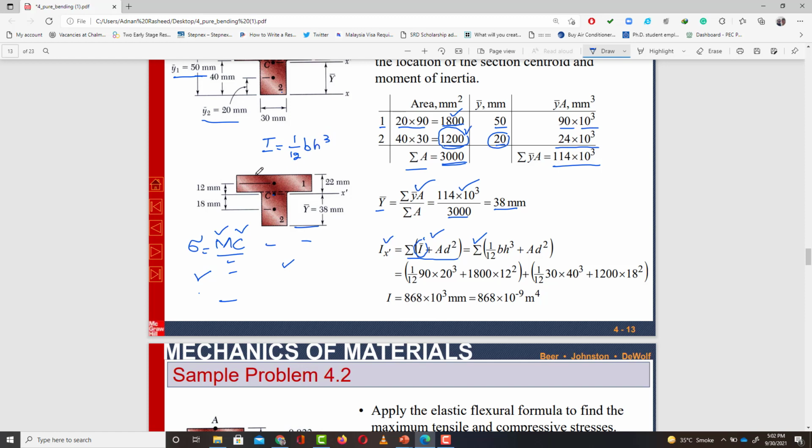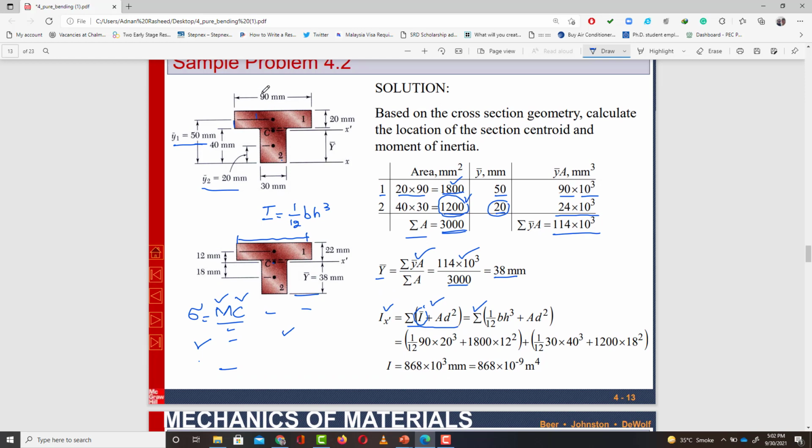So B is 90, that is given above. Let me show also. So B is 90, height is 20. So 1 over 12 B into H cube plus area of A1. Area of A1 is 1800. So it is also given as 1800.